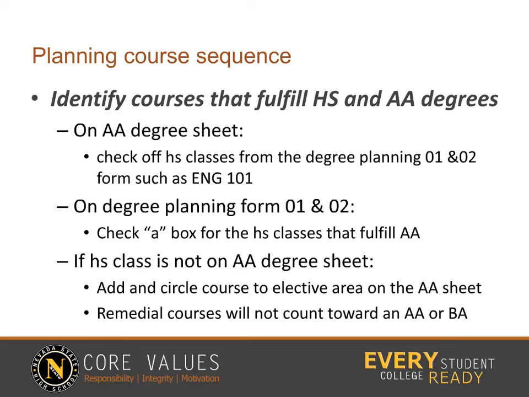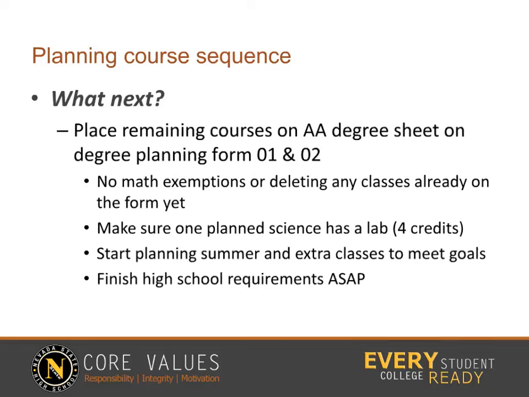Do this for all classes that are on both the degree academic planning form and your associate's degree sheet. When you are done, click to the next slide. So far, we have not added any classes to the degree academic planning form. We have just identified which courses will count towards both high school and college requirements. Now we need to plan the rest of the courses for your associate's degree.